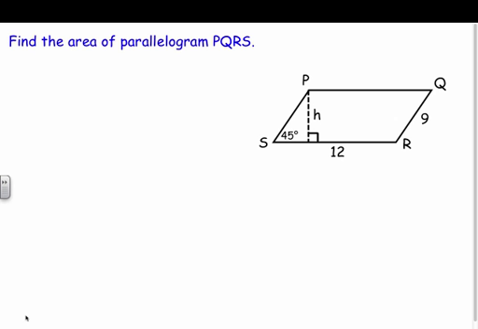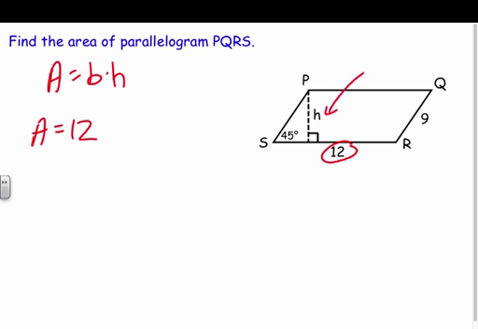How about this? Find the area of the parallelogram PQRS. So for area, A, of a parallelogram, I'm going to go ahead and write my formula. Base times the height. Well, I got my base, got my 12. Let me go ahead and write that over here. Area equals 12 times the height, which I don't know. It's h. Well, to attack this, let's just start writing things that we know. Maybe fill in some things that I know.